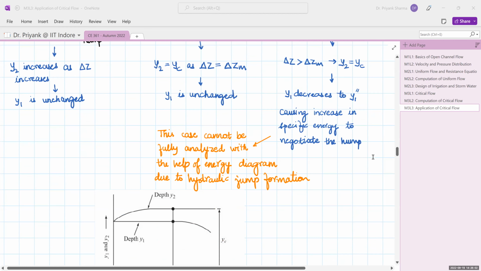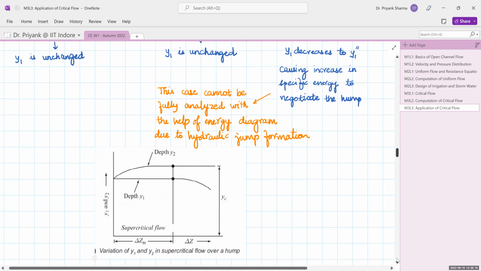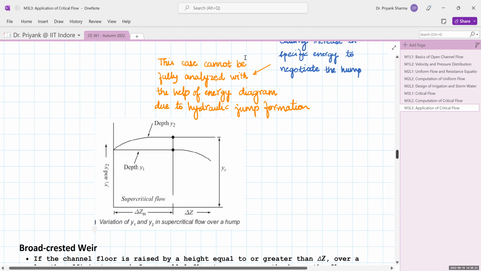So since the hydraulic jump comes into the picture, this case cannot be analyzed only with the help of your energy equation, and you may require even the specific force concept to analyze this particular case because of the hydraulic jump. So similar to the subcritical case, you have again the variation of depth. As you can see, y2 will initially increase, then it will become constant at a point that is equal to yc, and depth y1 is constant initially, but when your delta z is greater than delta zm, it will drop.